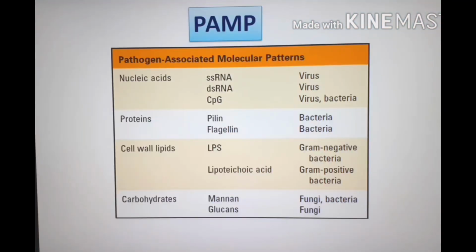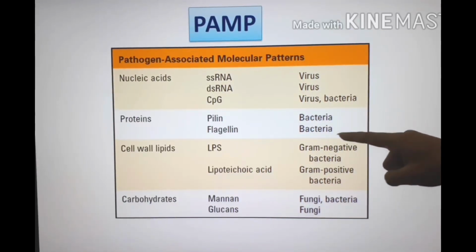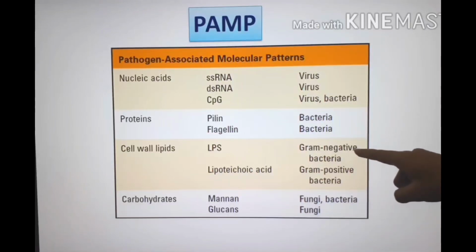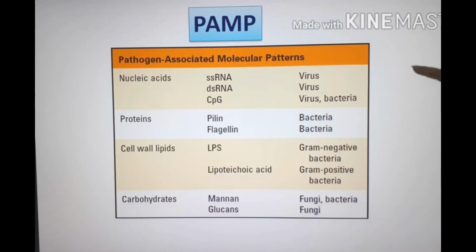Next term is PAMP. PAMP means pathogen-associated molecular pattern, the signature molecule of a pathogen. It can be a nucleic acid like ssRNA of virus, double-strand RNA of virus, CpG of virus and bacteria. It can be a protein like pilin or flagellin, or cell wall lipids like LPS, lipopolysaccharide in gram-negative bacteria, and lipoteichoic acid in gram-positive bacteria. Gram-positive bacteria do not express LPS. Carbohydrates like mannan and glucans are all PAMPs.